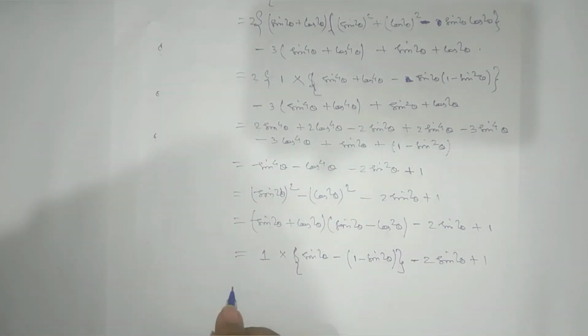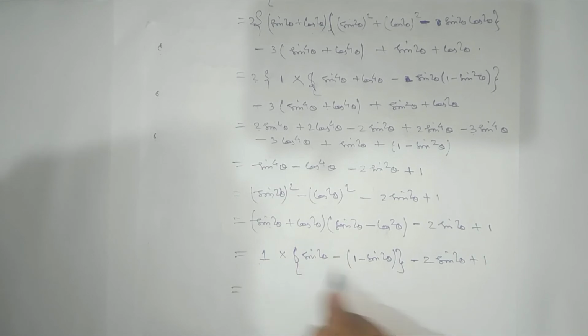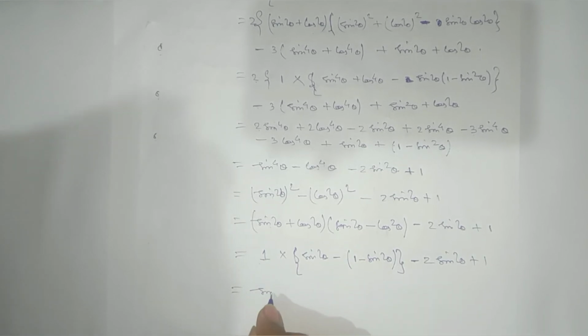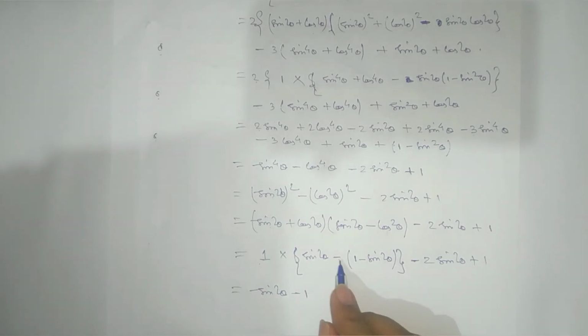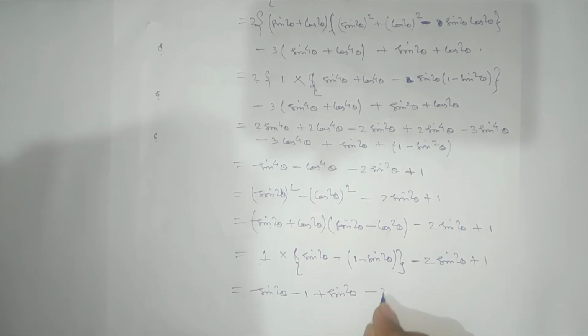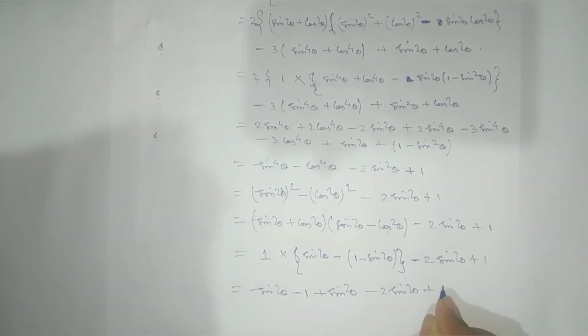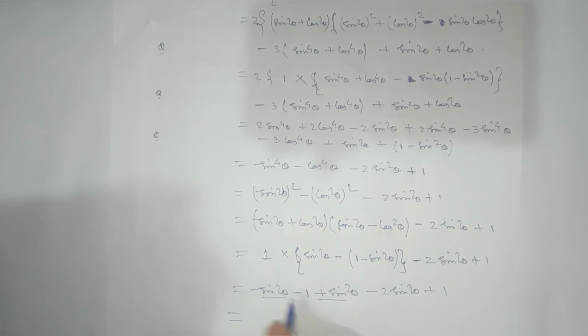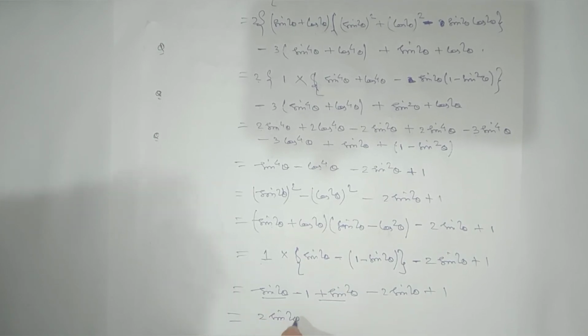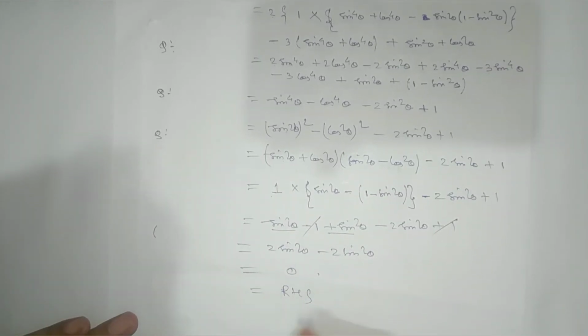Next, 1 multiplied with this gives you the same result. So we'll take here sin square theta, plus minus 1, minus gives you plus sin square theta, and there is a 2 sin square theta plus 1. Now you can see that sin square theta plus sin square theta gives you 2 sin square theta, and the plus 1 and minus 1 cancel each other, and the minus 2 sin square theta and this also cancel each other. We'll get here 0, which is equal to your RHS, and hence proved.